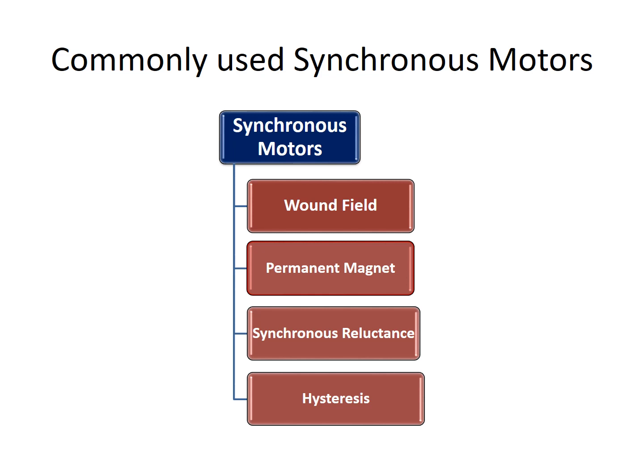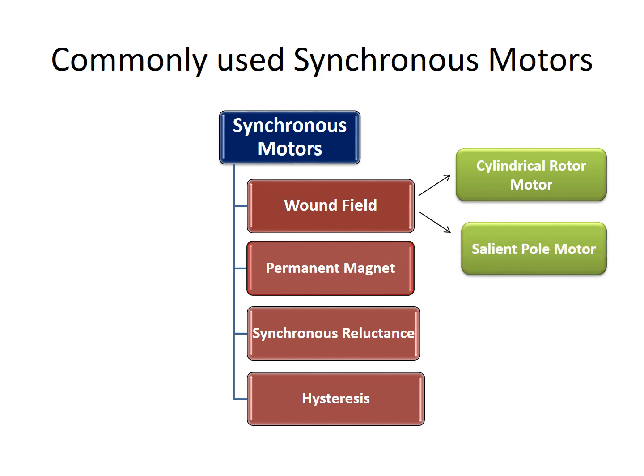The commonly used wound field synchronous motors are cylindrical rotor motor and salient pole motor. It is distinguished depending upon its rotor construction. Cylindrical motors have higher mechanical strength and are employed in high power and high speed applications. And in other applications, we use salient pole motors due to its low cost.